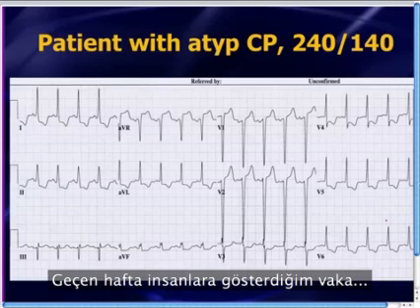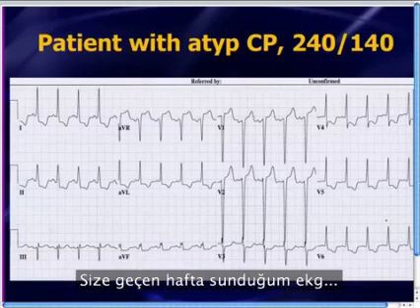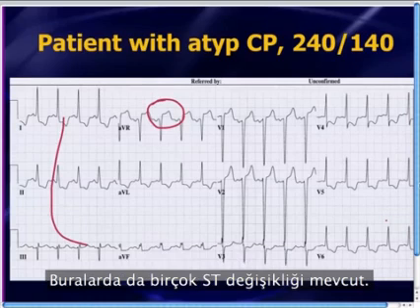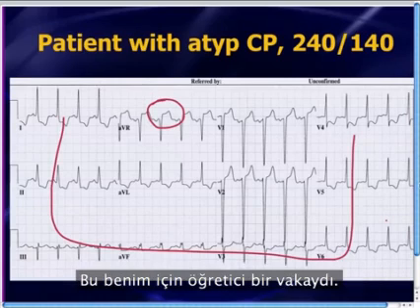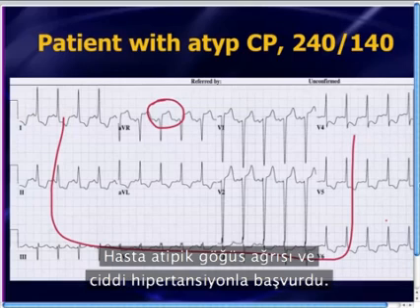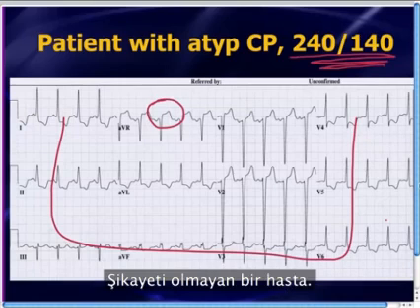And the case I kind of teased people with last week, this is the EKG that I showed you last week. You'll notice there's really concerning elevation in aVR. There's a lot of ST segment abnormalities up here as well. This was a learning case to me. This was just actually a couple of months ago. Patient came in with atypical chest pain and was extremely hypertensive. A non-compliant patient, but was extremely hypertensive.